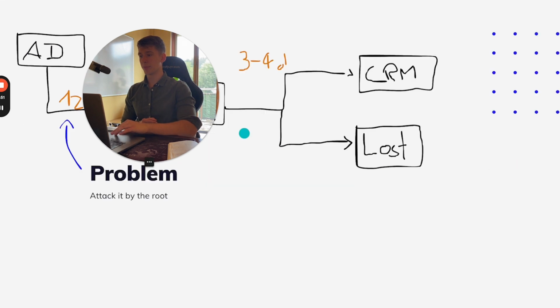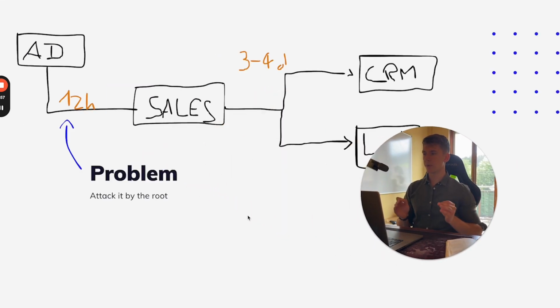The problem is rooted here. The problem with this is that from the ad to the sales team, there are 12 hours of delay. And this is the first problem we want to actually attack. Because, well, we're not doctors here, we treat the cause, not the symptom. So let's get straight to it.